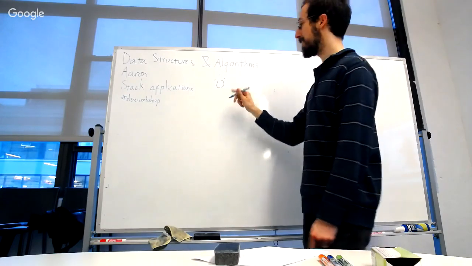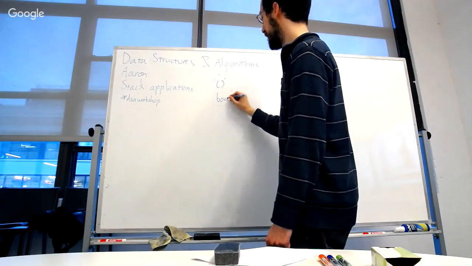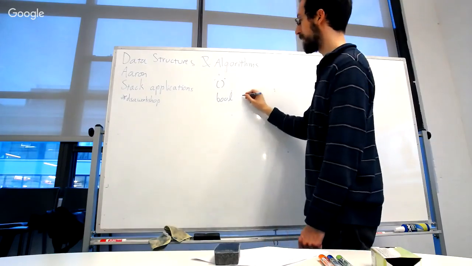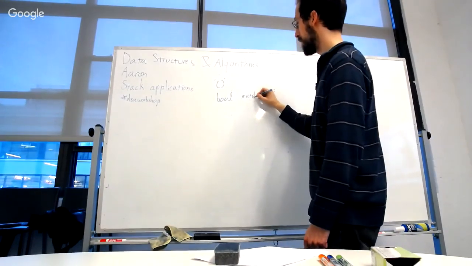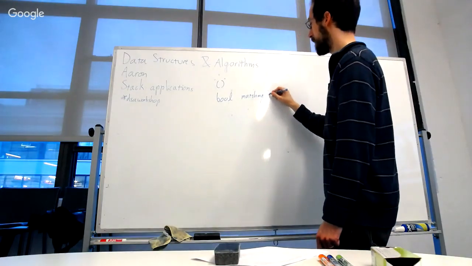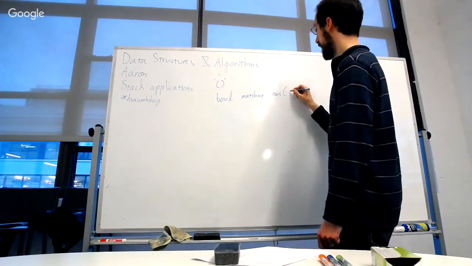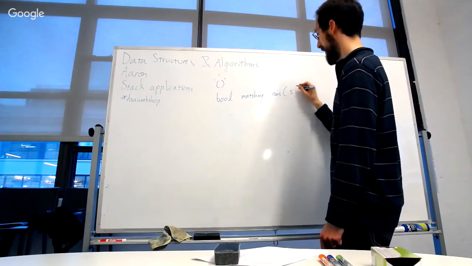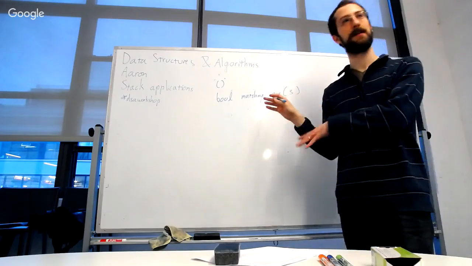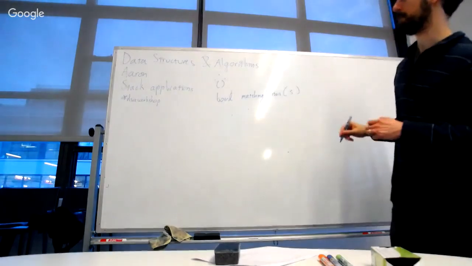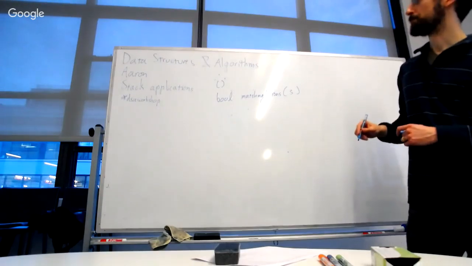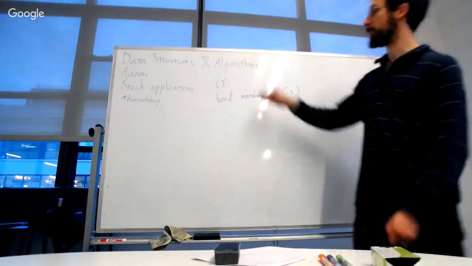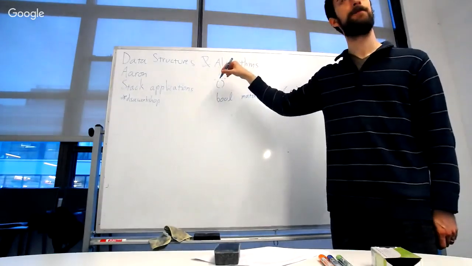And the idea is that our function, matching parens, will take a string S and return a Boolean, true or false. I'm sort of going to make up syntax a little bit. I didn't have time to write it out in Python. And it will return true if these are valid.